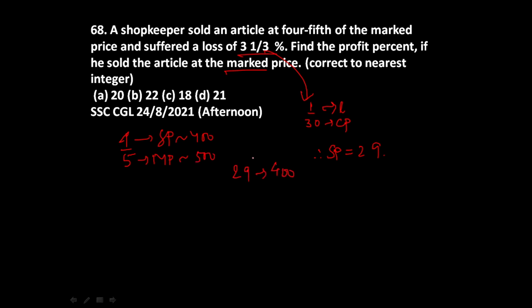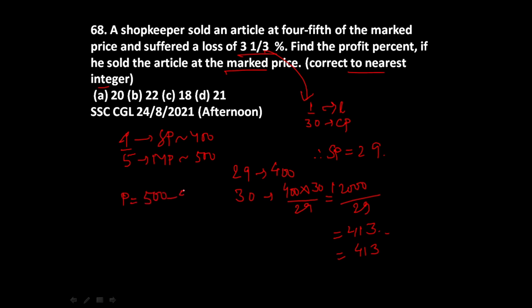So CP is 30, so 30 will be equivalent to 400 into 30 upon 29. Don't divide fully. The condition is correct to the nearest integer. So we can take it as 12,000 divided by 29, which means 413 point something. We can take it as 413. So what is the profit now? Profit is 500 minus 413, because now the mark price is the SP. So the profit is 87, right?